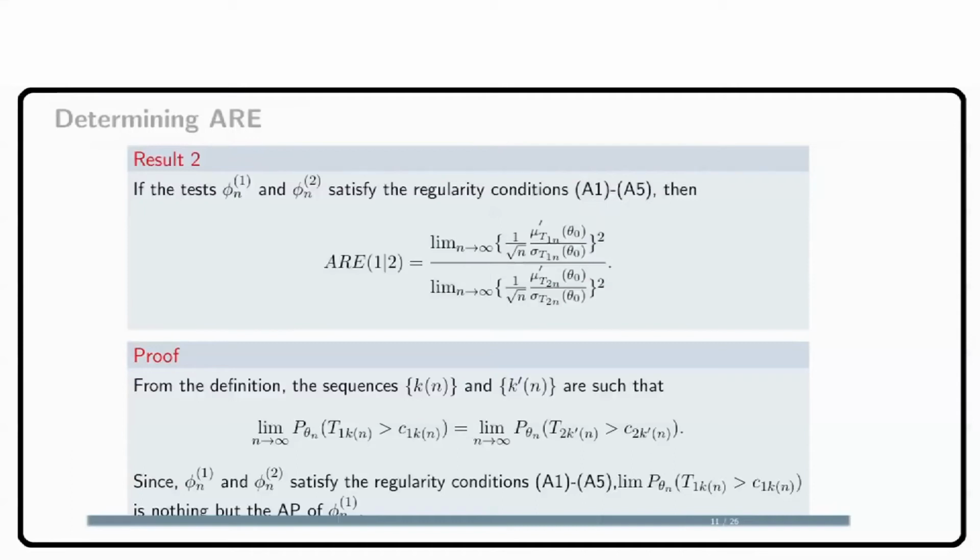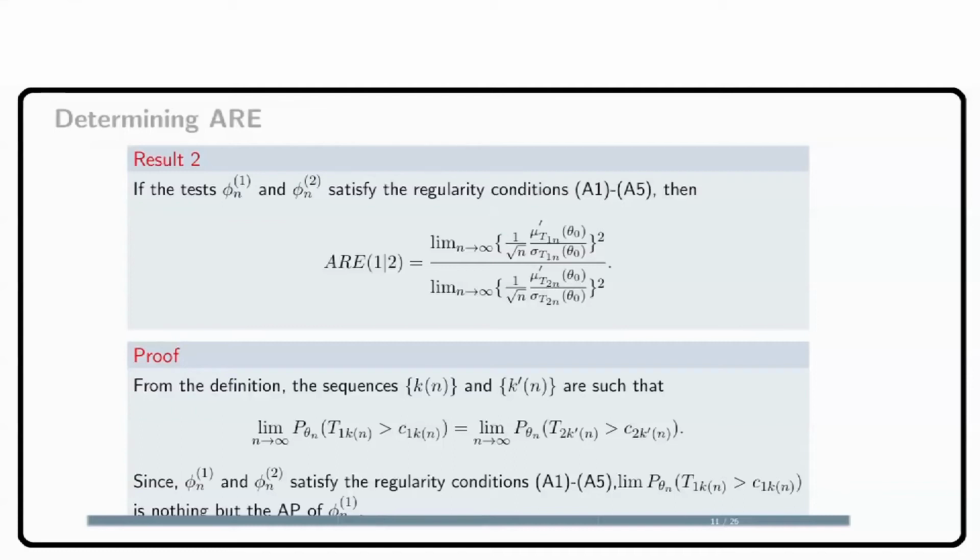If the tests phi n1 and phi n2 satisfy the regularity conditions as given earlier, the regularity conditions being given in the form of A1 up to A5, then the ARE of test 1 relative to 2 is defined by limit n tending towards infinity of (1 by root n mu prime T1n theta naught divided by sigma T1n theta naught) whole square, divided by limit n tending towards infinity of (1 by root n mu prime T2n theta naught divided by sigma T2n theta naught) whole square.